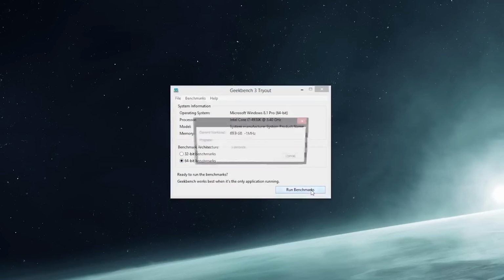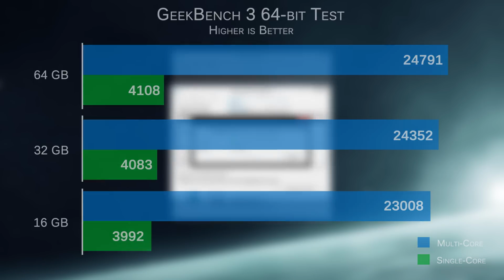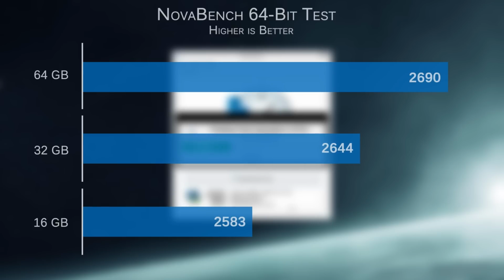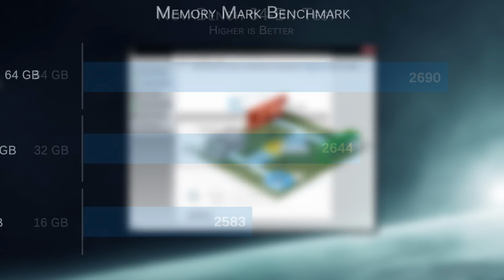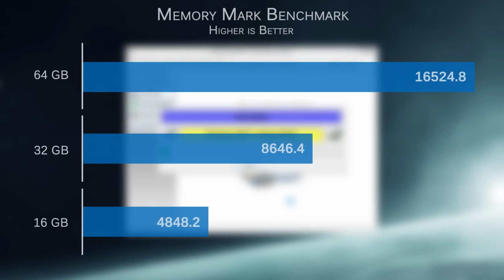So first, let's start with some generic benchmarks like Geekbench, and it's clear that RAM doesn't have much impact on the scores. Same story with Nova Bench, where you only gain 4% higher score with the 64 GB versus the 16 GB, the lowest capacity. Specific RAM benchmarks like Memory Mark Test reveal interesting scaling results, where doubling the memory from 16 to 32 GB increases the score by a factor of 1.8, so almost linear scaling here, while increasing RAM capacity by a factor of 4 from 16 to 64 GB increases the score by a factor of 3.4. So we can see that RAM scaling is not linear when we reach into the higher capacities in this benchmark.